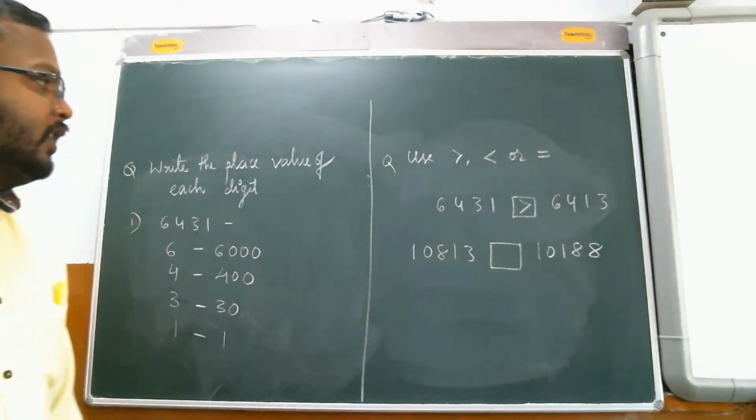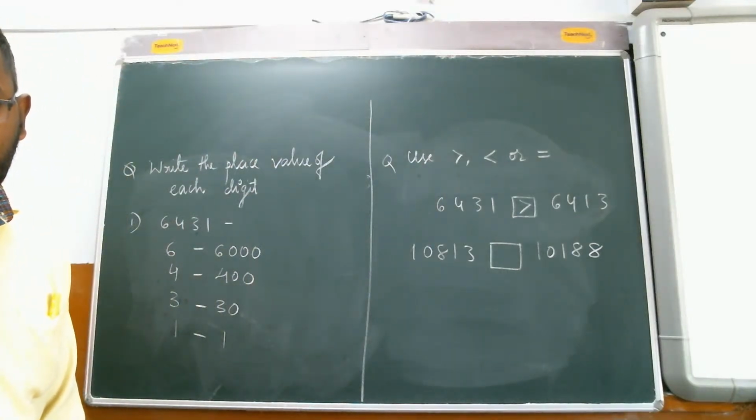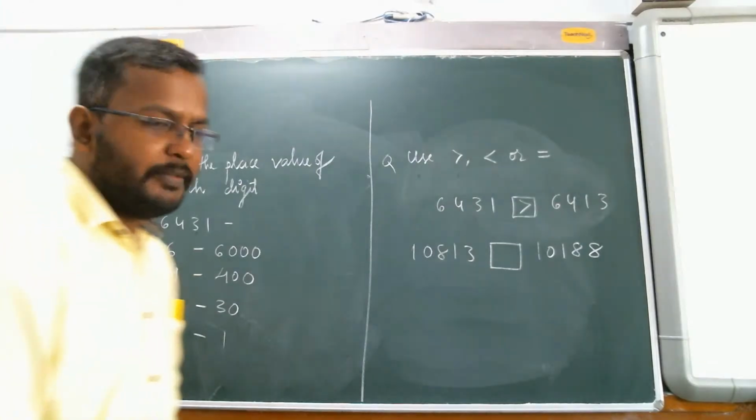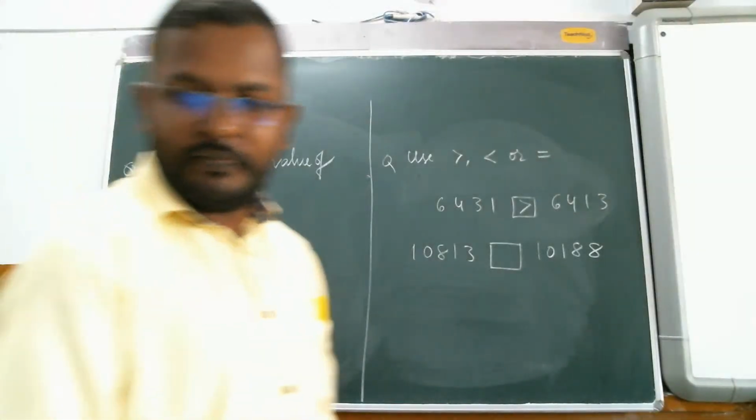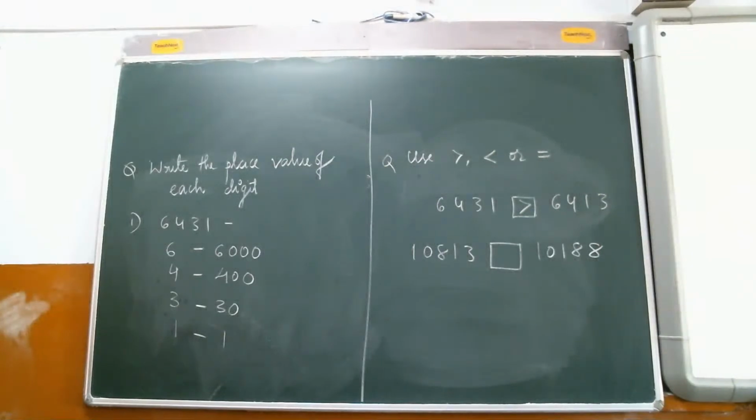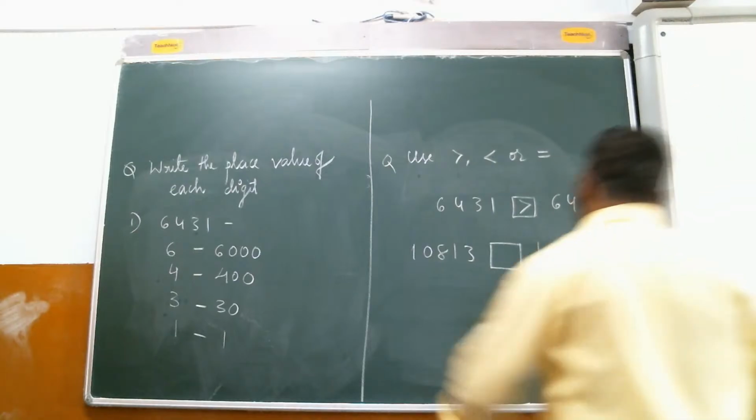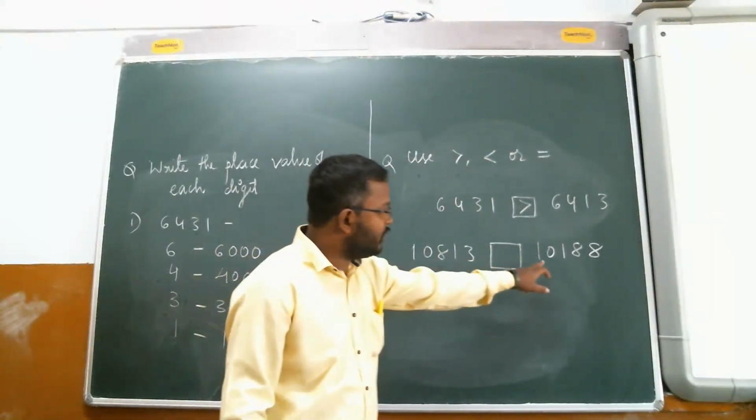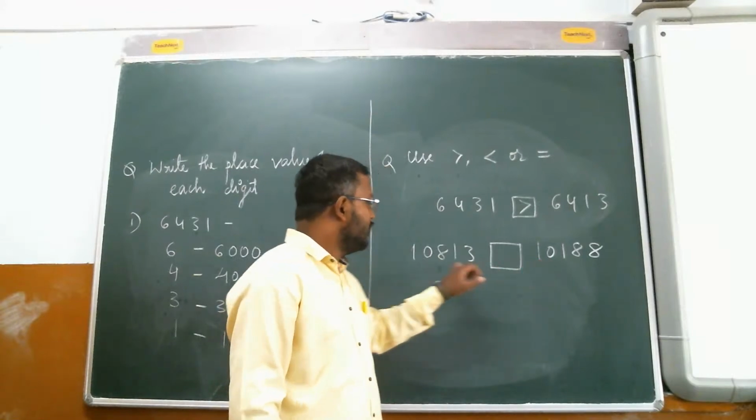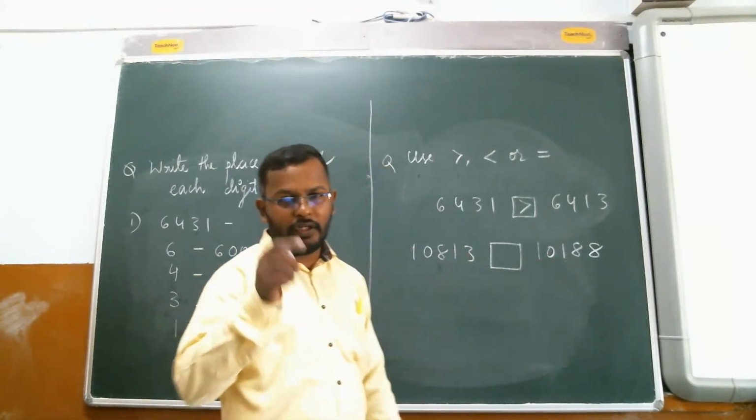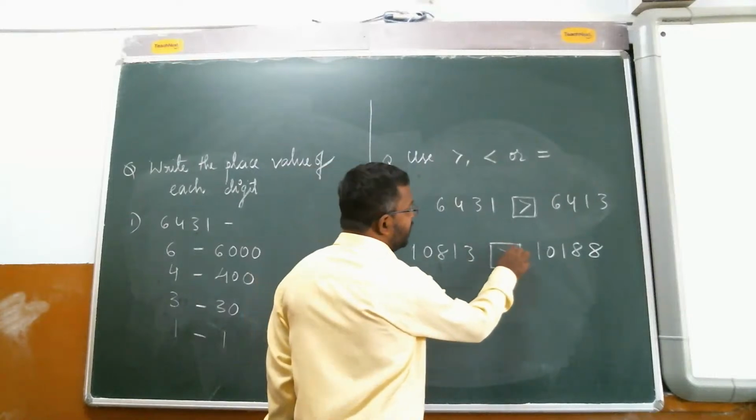10,813 and 10,188. So all of you tell me which symbol I have to use for the second one. So again for the second one, we have to use which symbol? Greater than. Because here we are having 1 and here also we are having 1. 0, 0. Next we are having 8, but here we are having 1. So obviously this number is greater than.